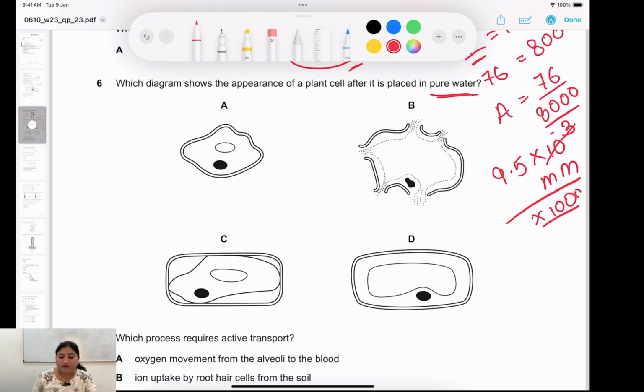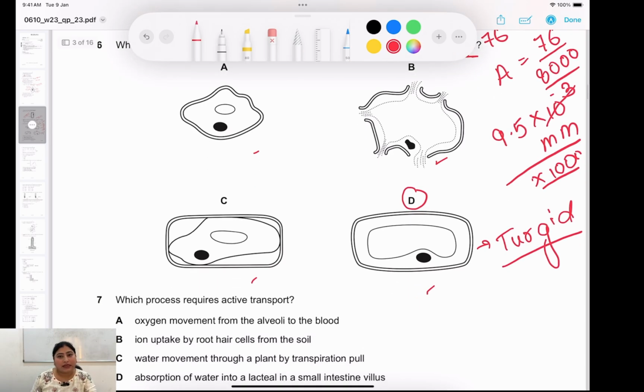Now there are four options given to us: first, second, third, this is the third one, and this is the fourth one. Okay, now when you place a plant cell in pure water, the state that you're going to get here is D. The reason being, this state of cell is called turgid. Why the cell is not B, why the cell does not burst, is because this plant cell has a cell wall, which is like a rigid boundary. So here the cell does not burst because it has a rigid boundary.